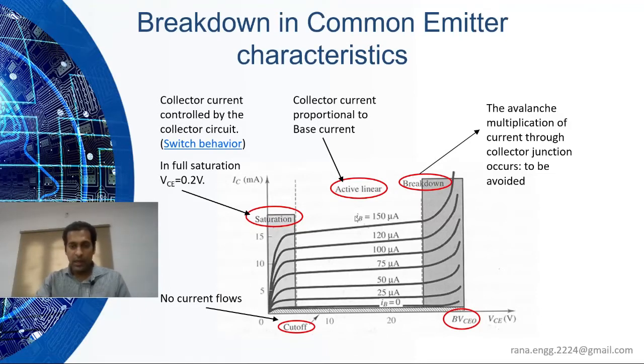We have seen this when we change the input base current from say 0 to 150 microampere in this example. But what happens when we keep on increasing the input voltage beyond the handling capacity of the device? Every device has a particular range. It can handle that particular voltage or current. Beyond that, it may get damaged. So what is that value?